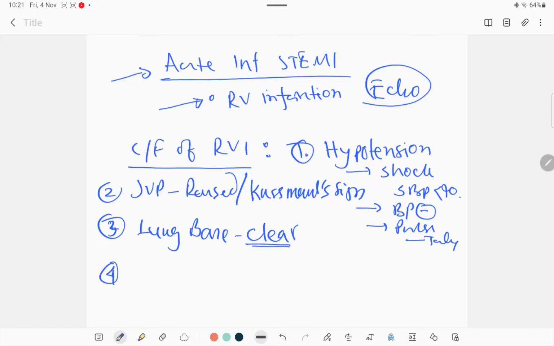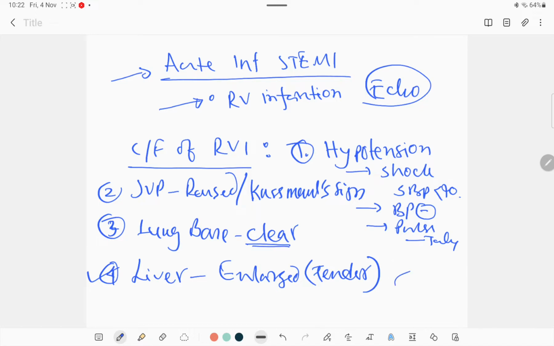And number four, liver enlarged, tender. But mind it, enlarged liver is theoretically correct, but practically enlarged tender liver in RV infarction is not found, because it is a rapid onset. It needs some time to develop enlarged tender liver.